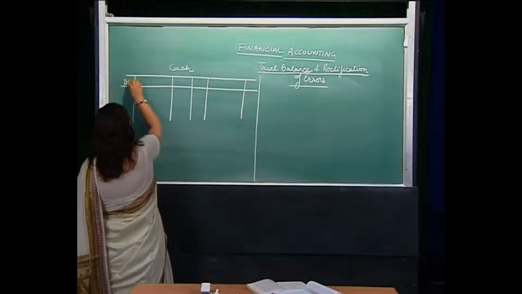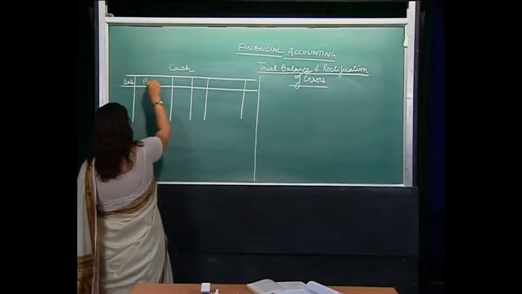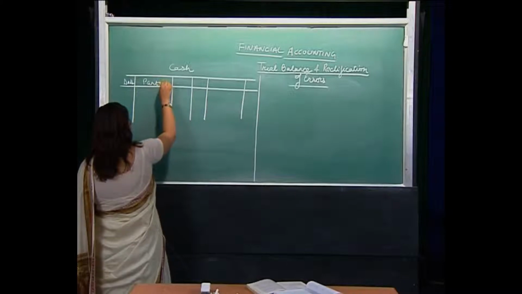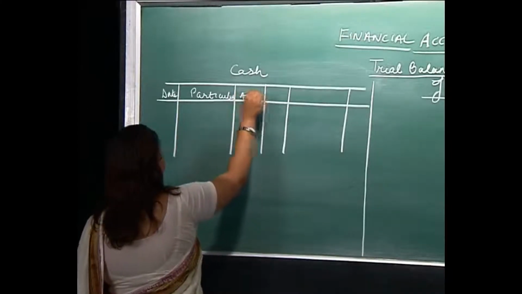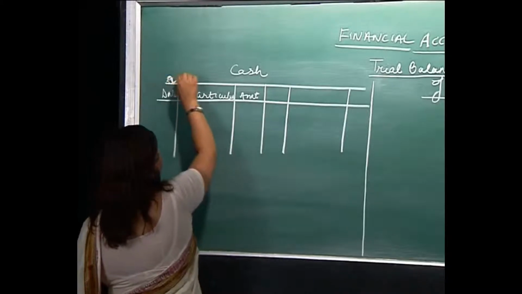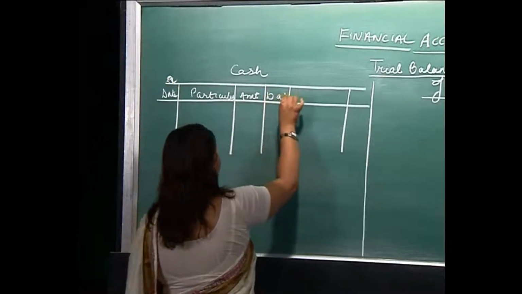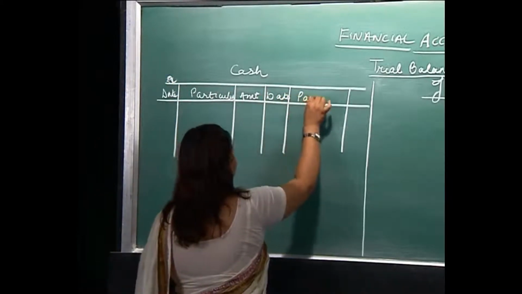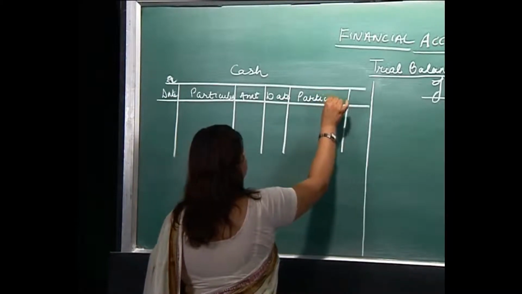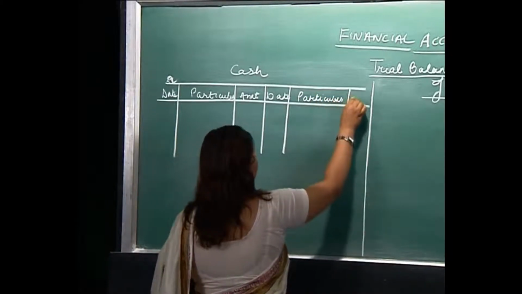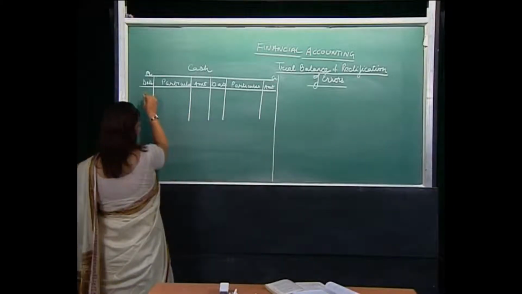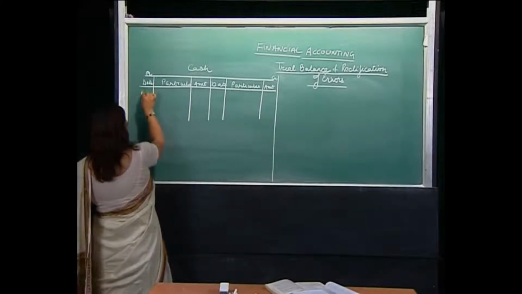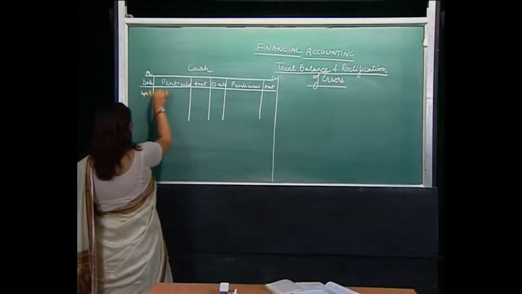It's having date, particulars, and amount. This is the debit side. Similarly for the credit side, date, particulars and amount. This is a simple example which we are following, under which we are writing out certain entries.